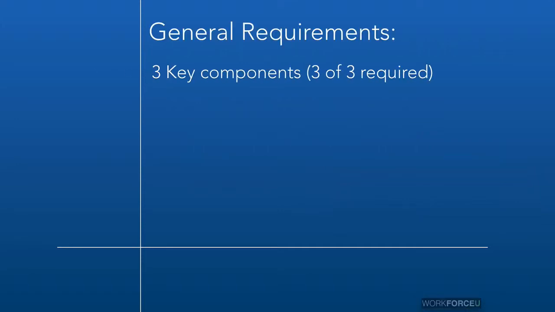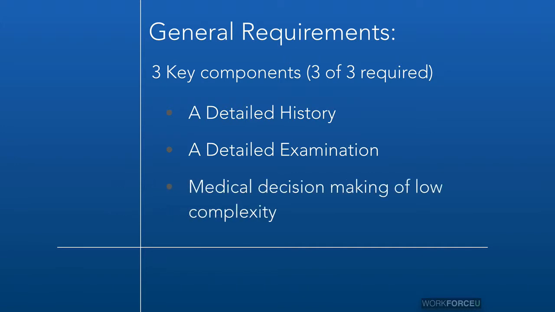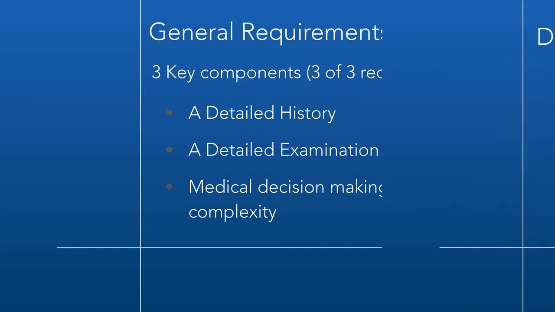So the general requirements of the 99203 have 3 key components. 3 of 3 are required. Number 1 is a detailed history. Number 2, a detailed examination. And number 3, medical decision making of low complexity. And again, all 3 of these are required, but there are subcomponents of each one of those that will satisfy a detailed history, a detailed examination, or medical decision making rated as low complexity.